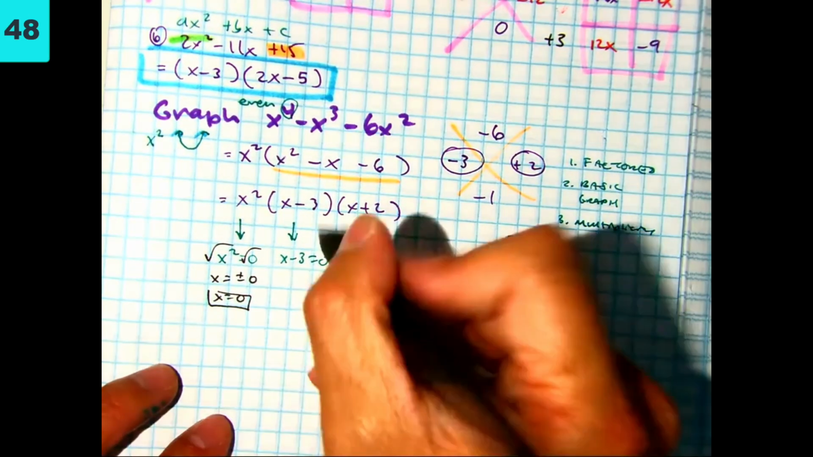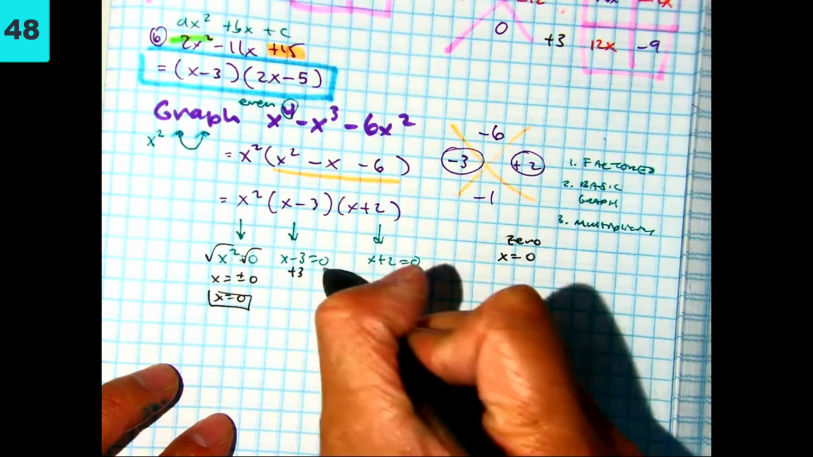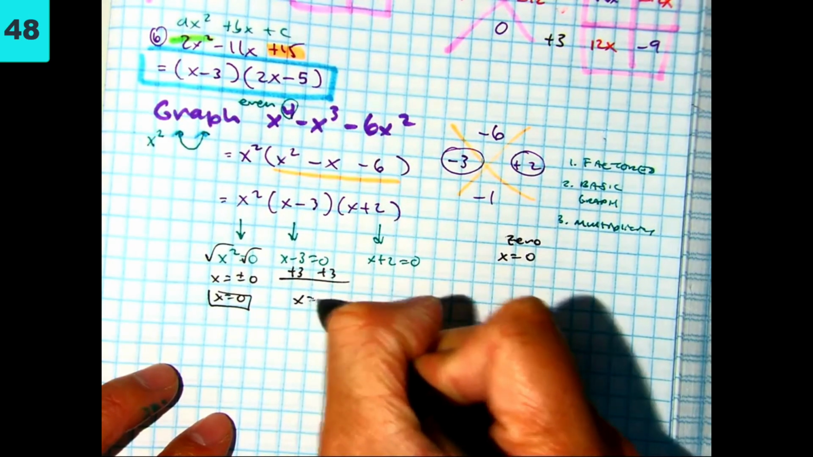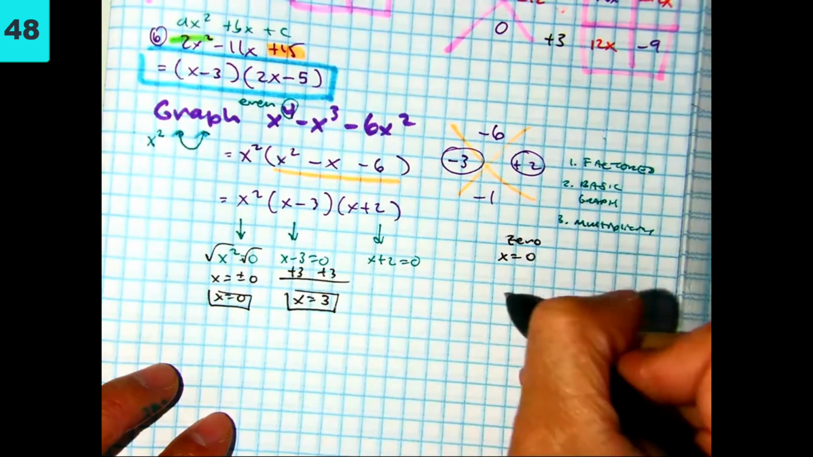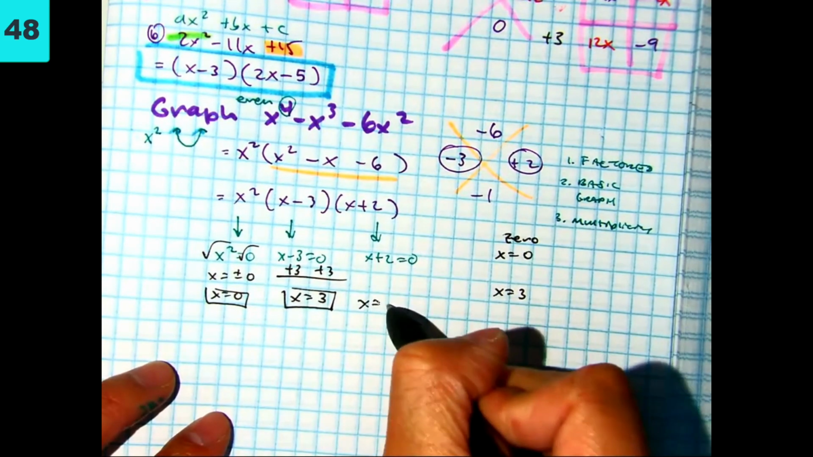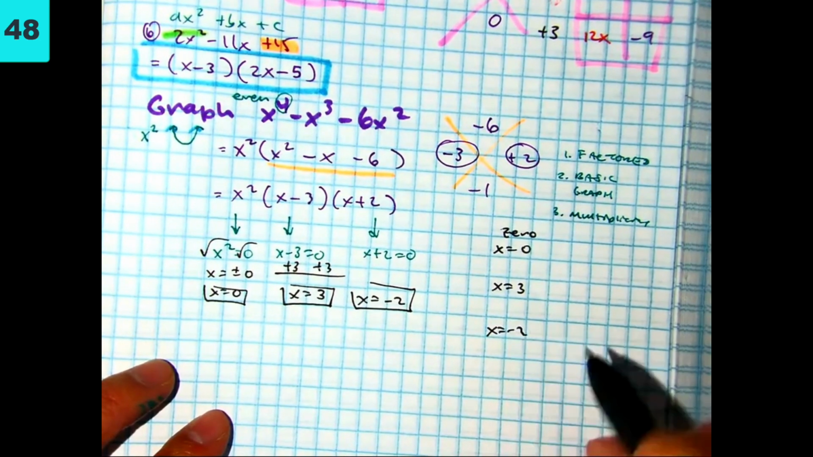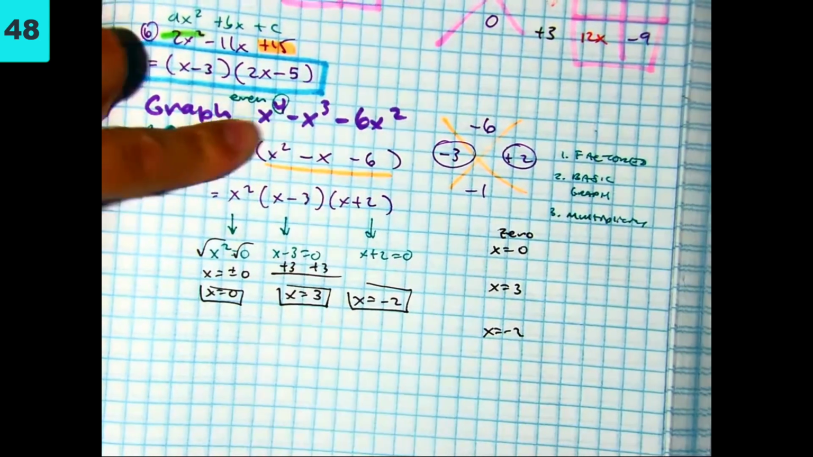This one will become what, class? X equals 3. And this one will become what? X equals -2. Okay, this one confuses students, the monomial.